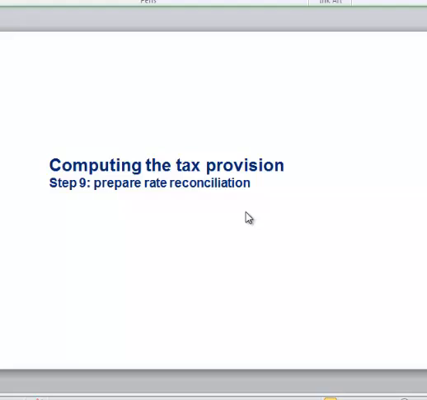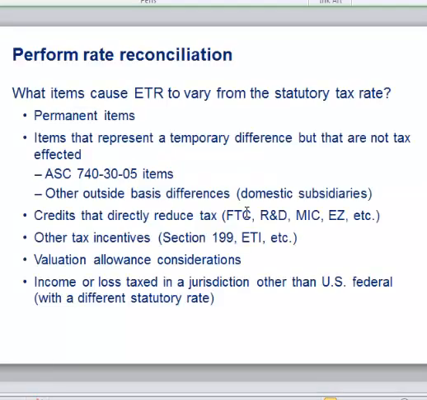Prepare the rate reconciliation. Did you guys do rate reconciliations in the homework last week? Did we make you do rate reconciliations? No? You guys are like mute if I don't call on you specifically. Terrible.